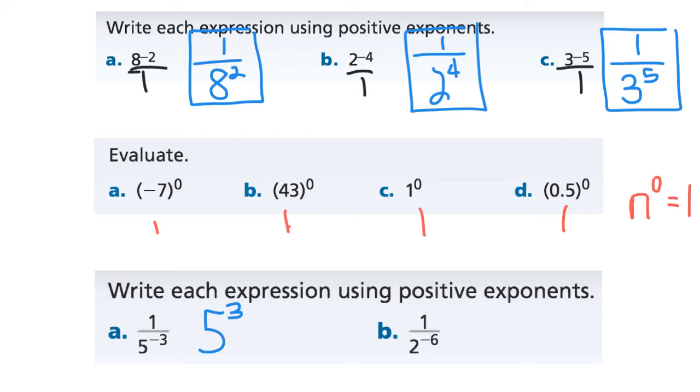1 over 2 to the negative sixth power. In order to make it positive, we need to use its reciprocal. 2 to the negative sixth needs to be moved into the numerator position. So we end up with 2 to the sixth power over 1, or 2 to the sixth power.